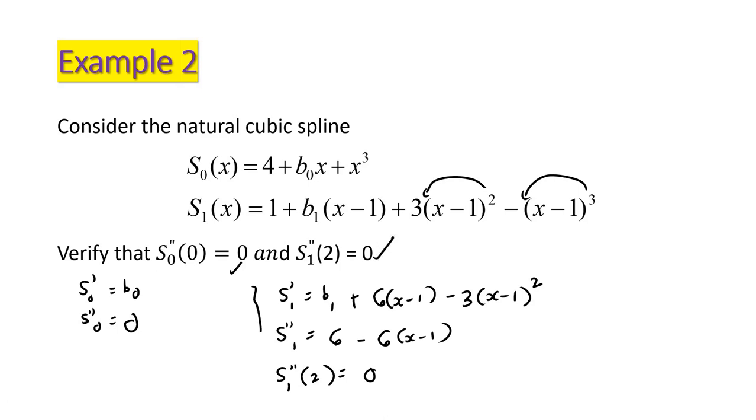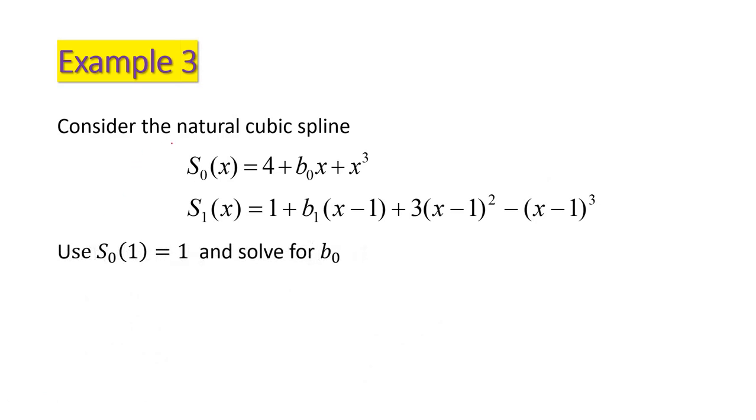Verify S0 double prime at the point x equals 0 is 0. Sorry, I think I made a mistake in differentiating. S0 is 4 plus B0 x plus x cubed, so the first derivative is B0 plus 3x squared. For the second derivative, differentiating B0 gives 0. I left out this term just now. So differentiating a second time, you have 6x. And then you plug in x equals 0, you get 0. So we have verified S0 double prime when x equals 0 equals 0, and S1 double prime when x equals 2 equals 0.